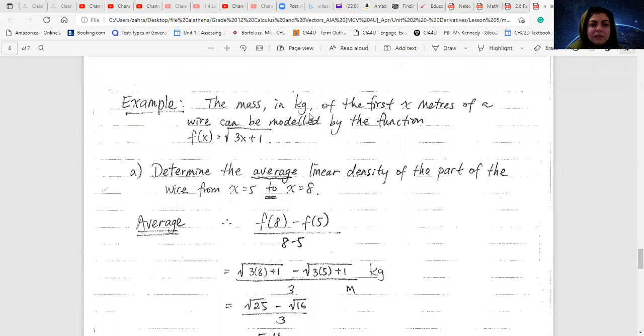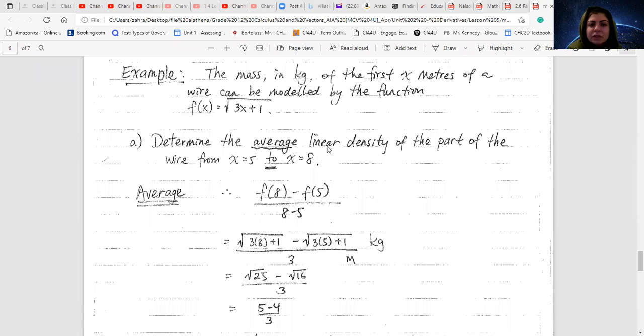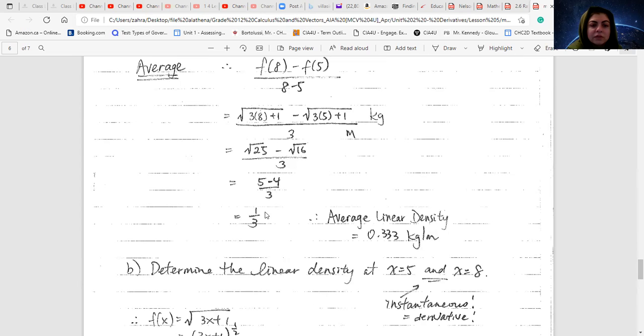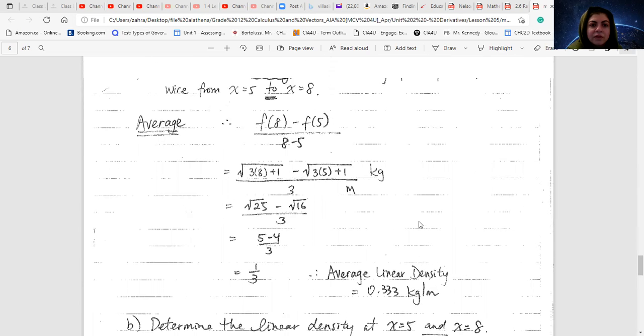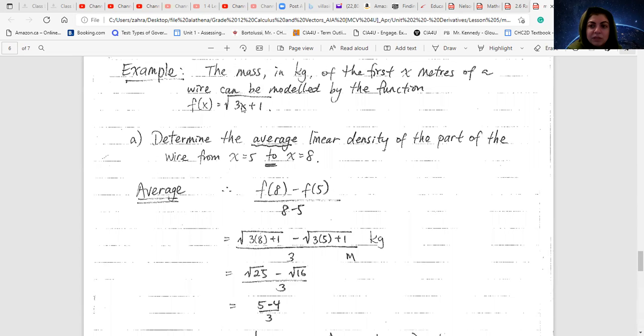Here is another one. The mass in kilograms of the first x meters of a wire can be modeled by this function. Determine the average linear density of the wire from x equals 5 to x equals 8. When you say average linear, it means really find the average rate of change of that function. It's going to be y2 minus y1 over x2 minus x1. So f of 8 minus f of 5, divided by 8 minus 5. For f of 8, it means instead of the x you put 8 here. For f of 5, instead of the x you put 5. You can use your calculator, and it's going to be 1 over 3. It's going to be kilograms per meter, because the function f is in kilograms, right? And x is in meters. When you do the rise over run, it's going to be kilograms over meter.